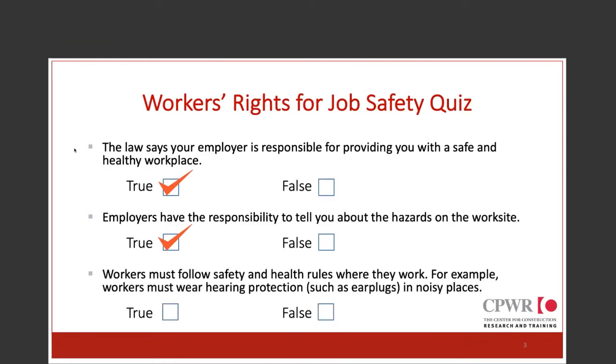And workers must follow safety and health rules where they work. For example, workers must wear hearing protection such as earplugs in noisy places. That's true. And this last question, the third question on the quiz, I think it's important for all workers to recognize that they too have a responsibility on the job to keep themselves and others safe and free from injury or illness, such as following safety and health rules where they work. For example, OSHA rules say that workers must wear hearing protection, such as earplugs in noisy places. Employers might give workers the earplugs because the noise levels require them to do so. And in turn, workers are responsible for wearing the earplugs that their employer gave them. So while you have many rights, there are also responsibilities that workers have in the workplace.